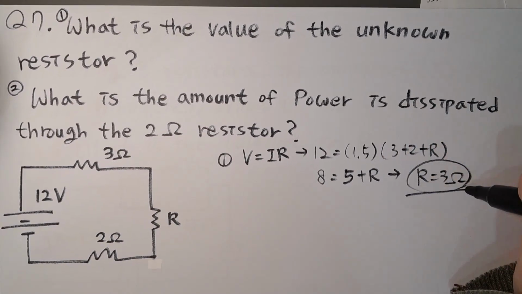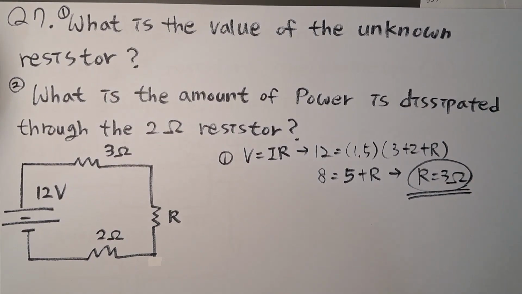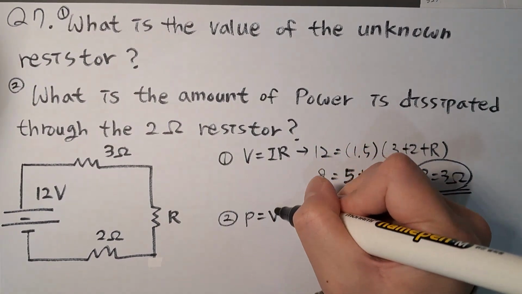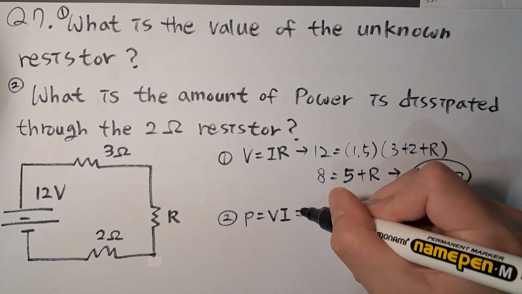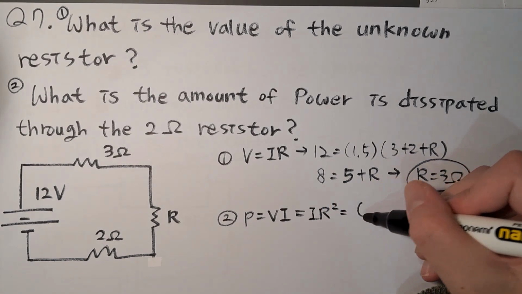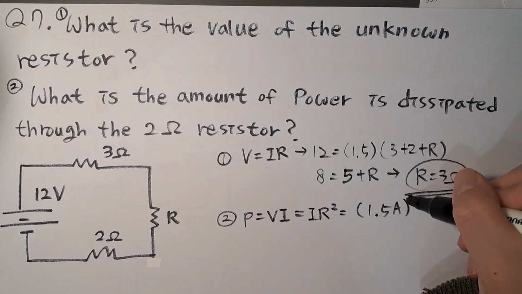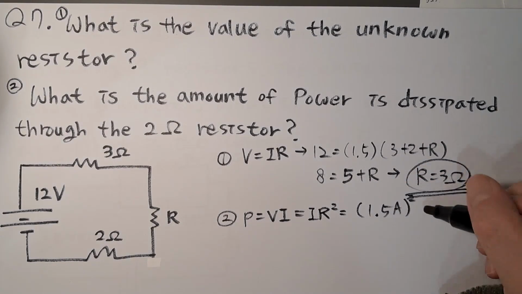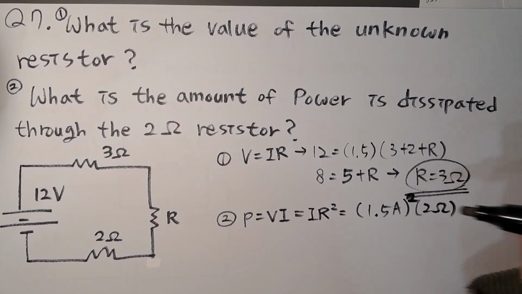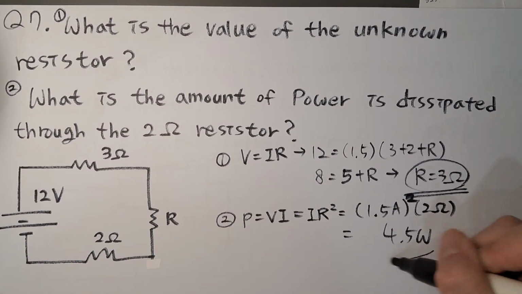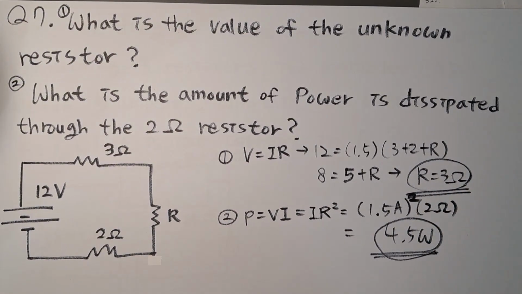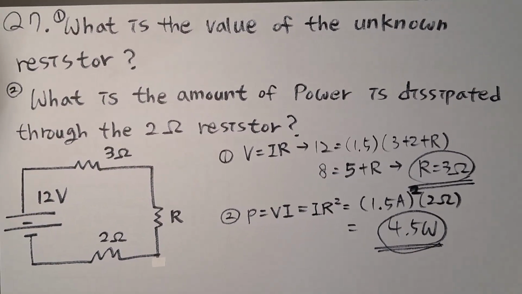The resistance is going to be 3 ohm. And we are going to find power and we are going to apply this equation. So power dissipated through the 2 ohm resistor is going to be 4.5 watts.